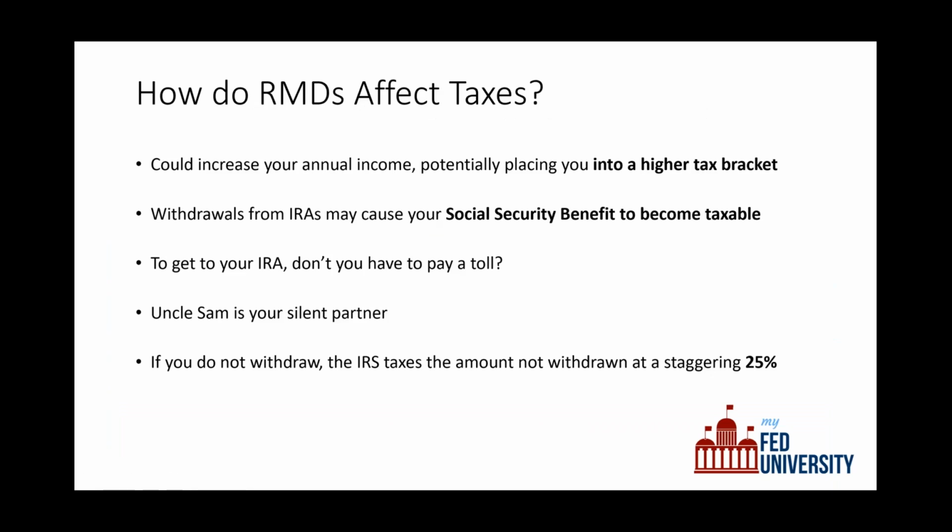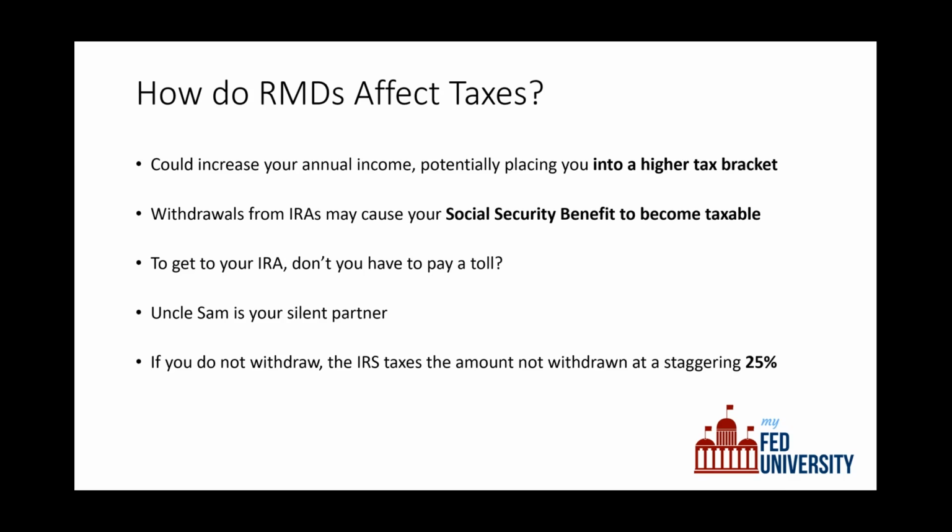Here's the thing. How do RMDs affect taxes? So we talked about that. It could bump you to a higher tax bracket. But what about the Social Security piece? Remember I showed you those three buckets of income? What if you were being forced to take out that $20,000 more than you need, and that was the one thing that took your Social Security from no tax up to 85% of your Social Security being taxable?